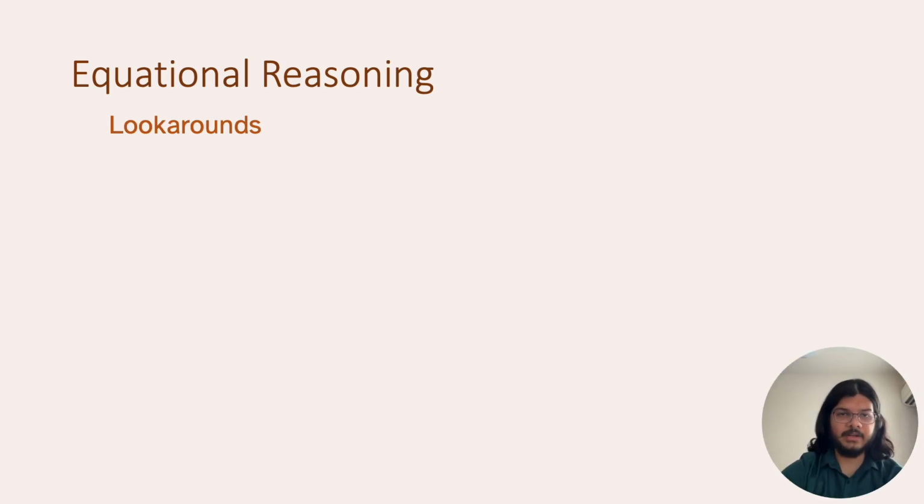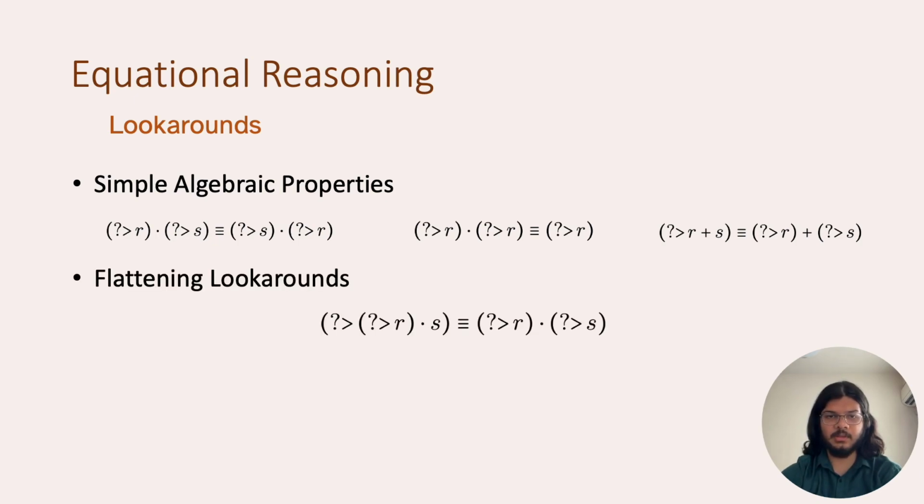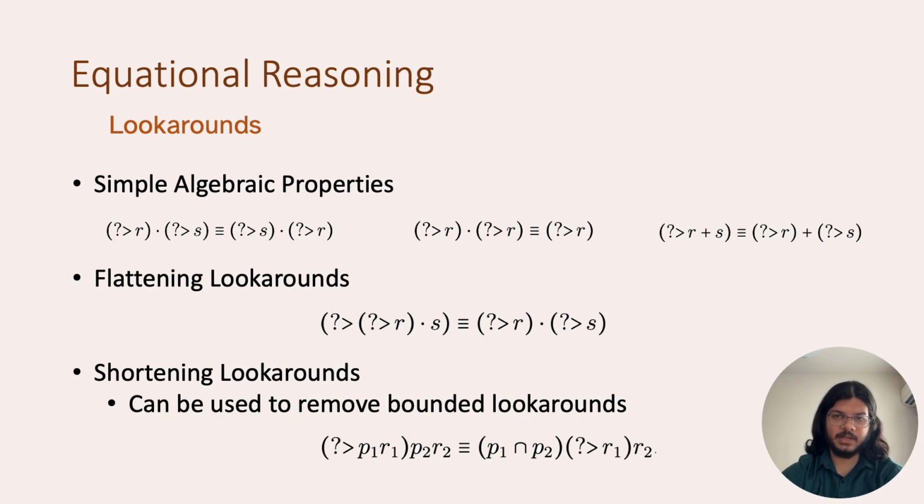We have also verified some properties specifically about the lookarounds. First, we can show some simple algebraic properties such as the commutativity and idempotence of concatenation of them, or their distributivity over union. In some cases, we are able to flatten the lookarounds. Another observation is that the lookarounds can be shortened by intersecting the predicates that they use. This transformation could be repeatedly used in order to remove lookarounds of bounded width.